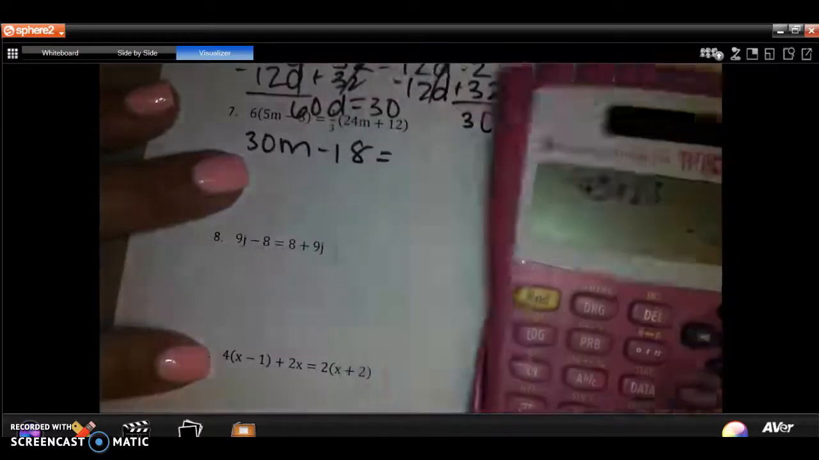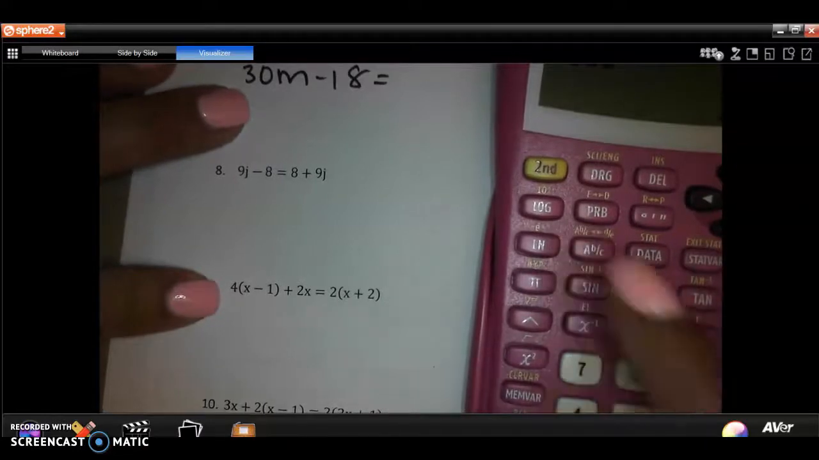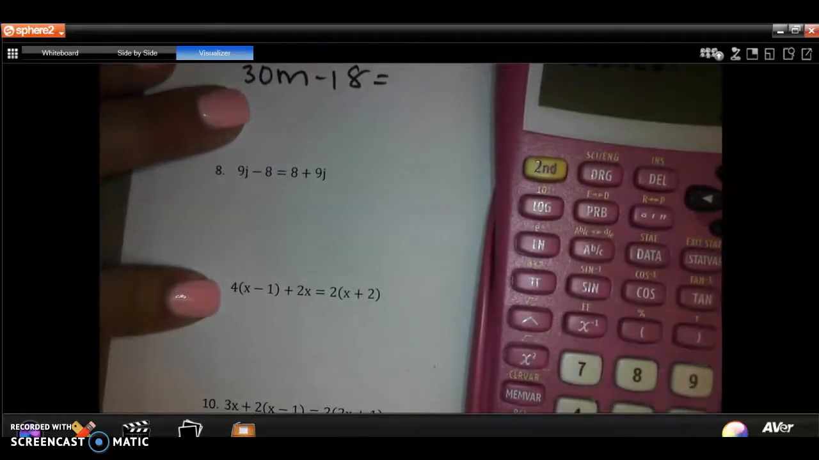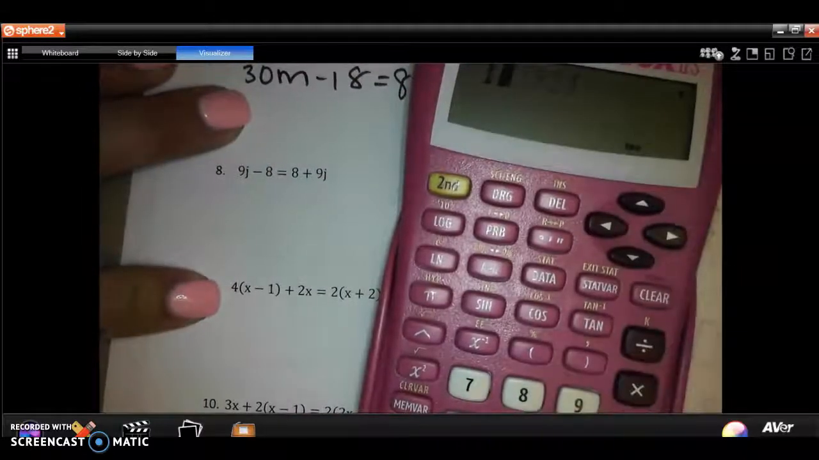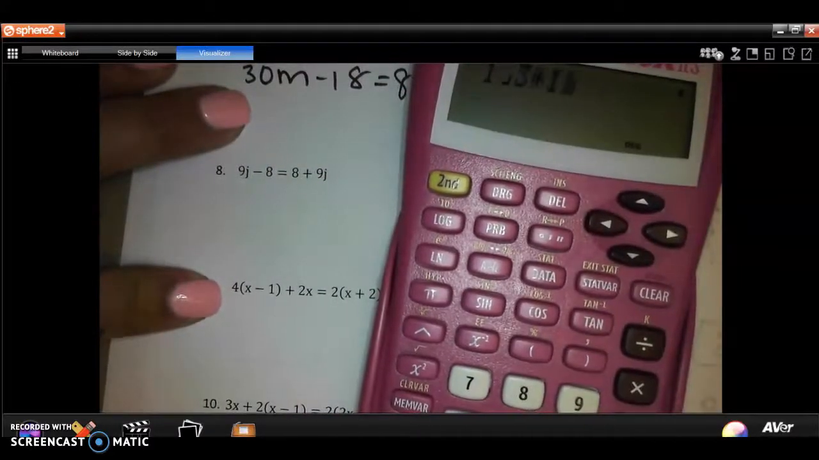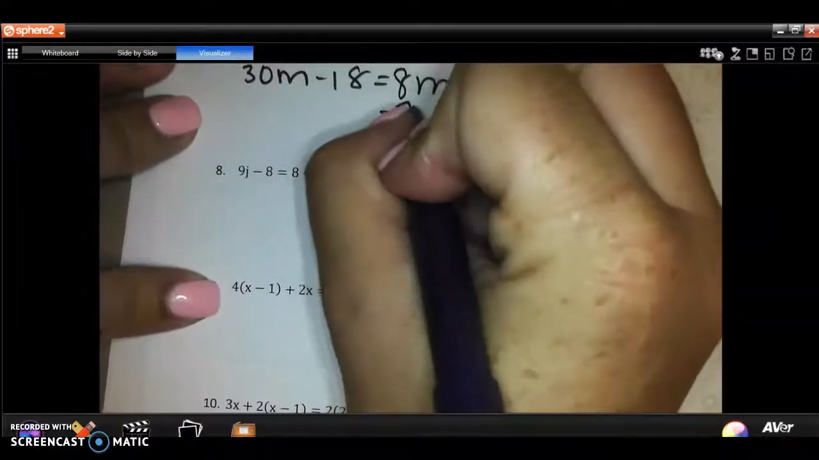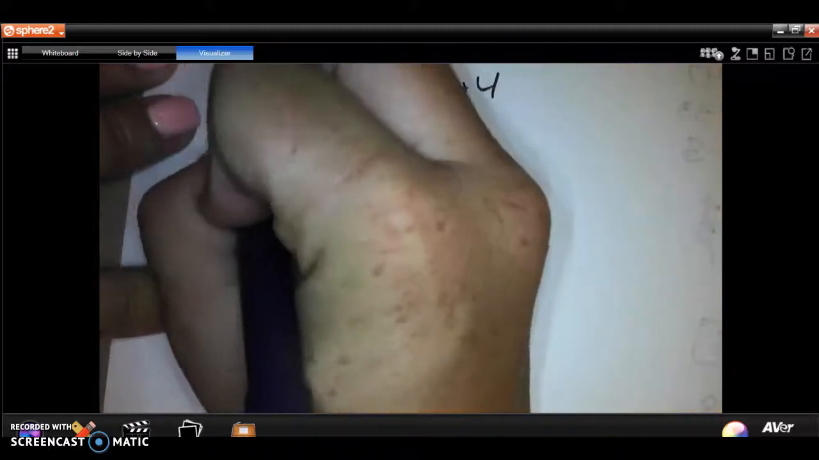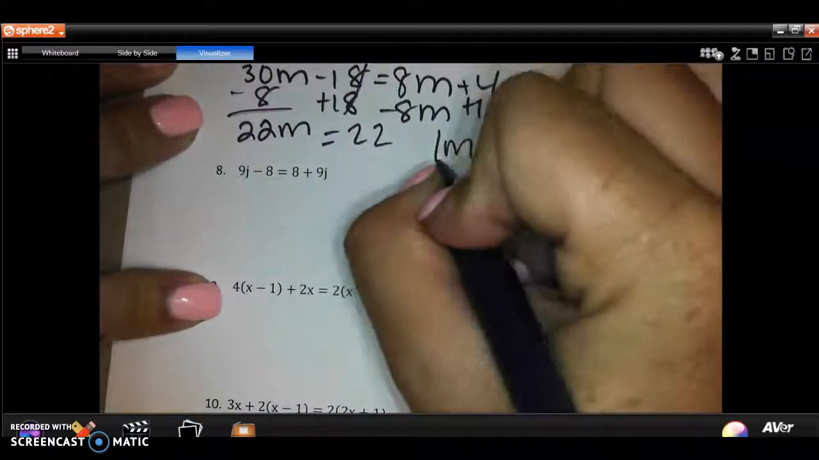This next one says 30m minus 18 when I distribute. Distribute that 1/3. If you're struggling with those fractions, remember on your calculator the fraction button. We have 1/3 times 24, which is going to give me 8, so I have 8m. 1/3 times 12 is going to give you 4. Combine your like terms. We're going to get 22m. Add 18 to both sides. 18 plus 4 is 22, so m is equal to 1.